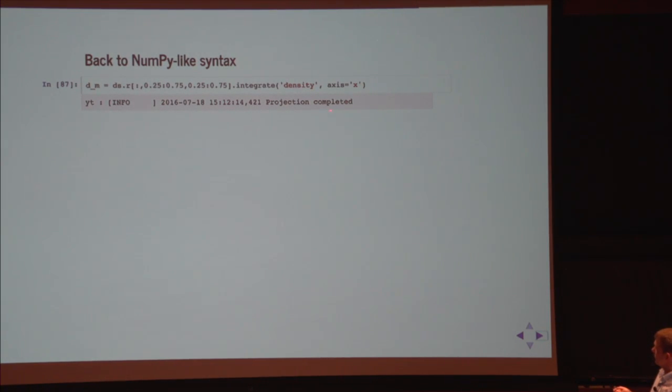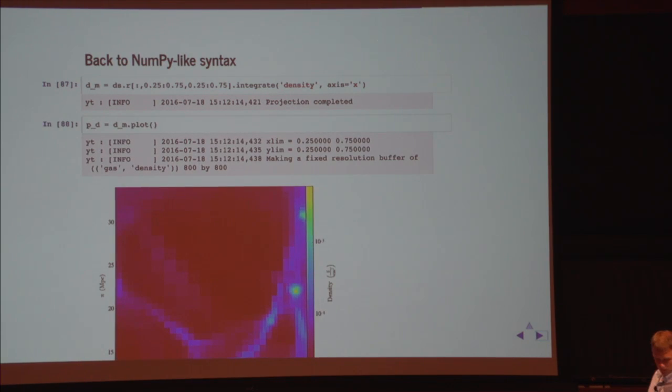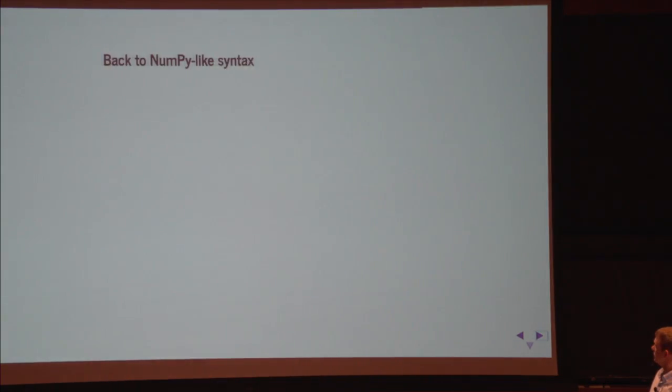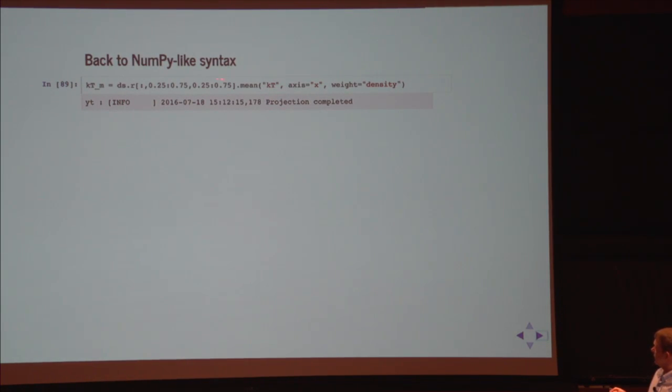We can do the same thing with projections. So here I'm creating a subset of a box, and I want to integrate the density along the x-axis. It gives me something like that. And I can also do weighted projections. So this is a weighted projection of the gas temperature along the z-axis, x-axis, sorry.